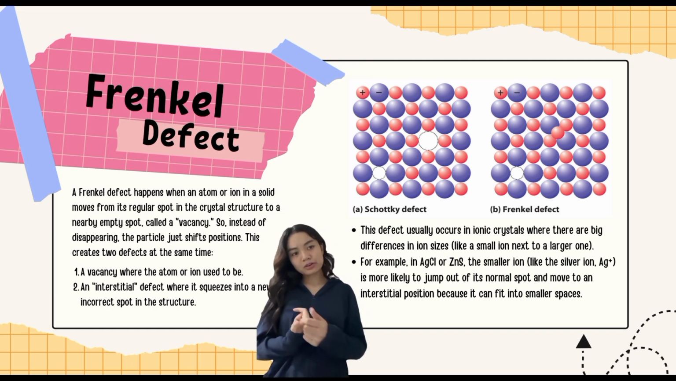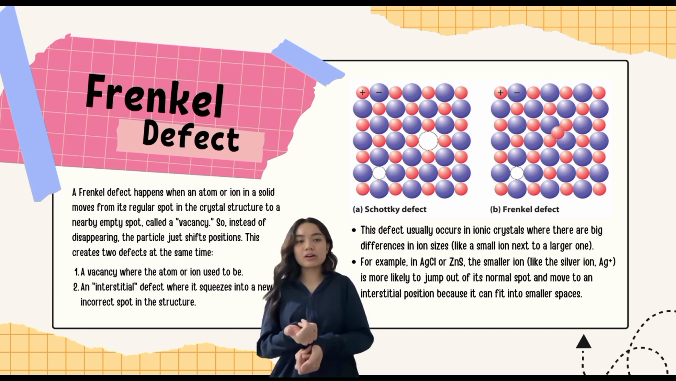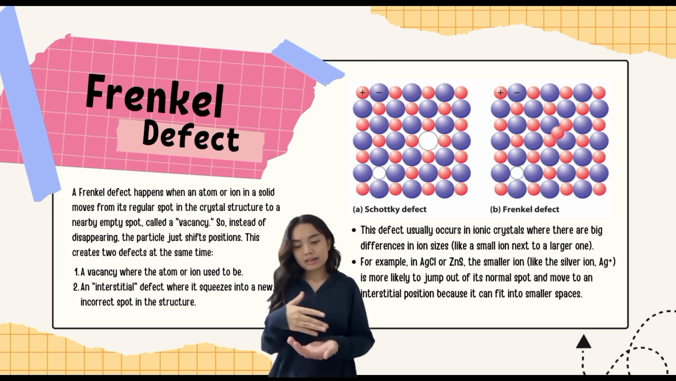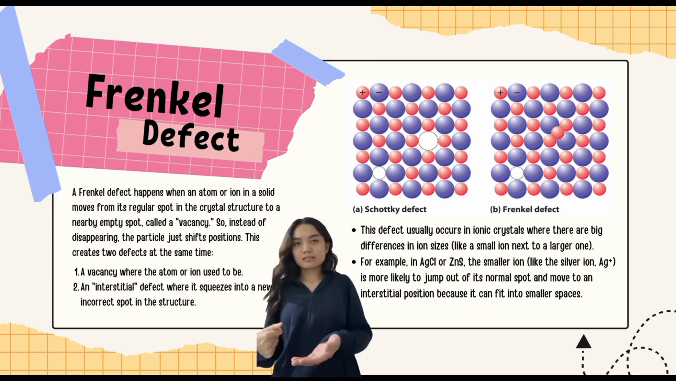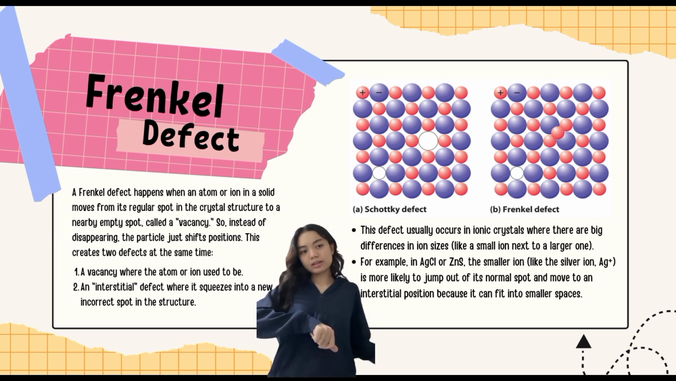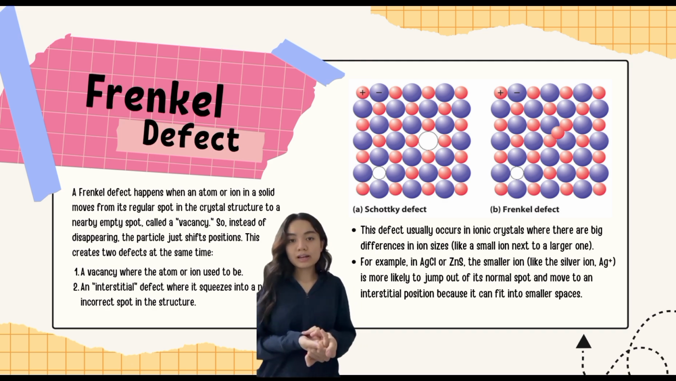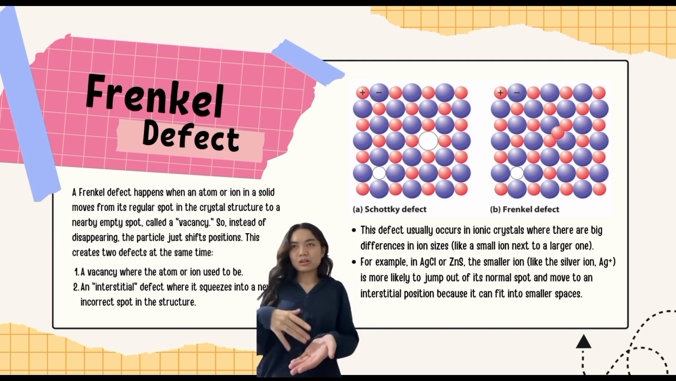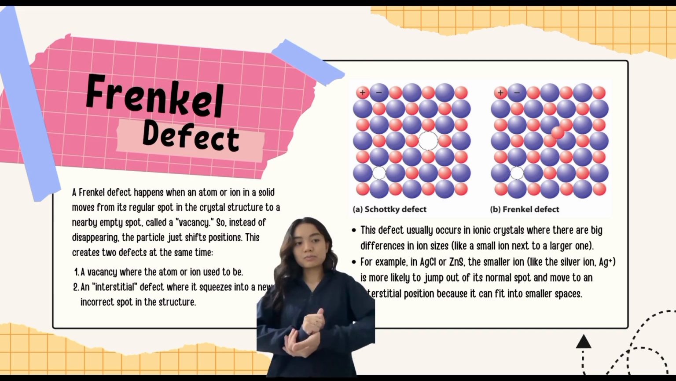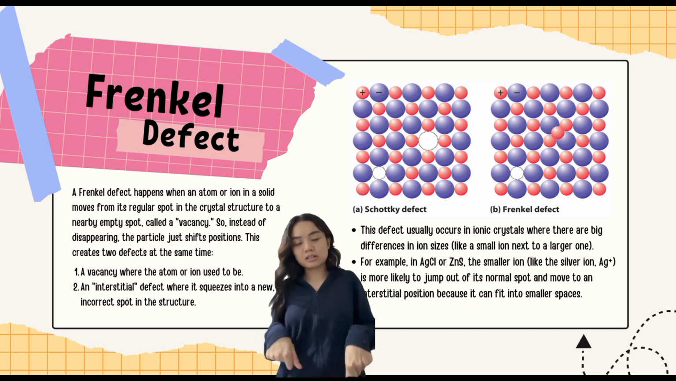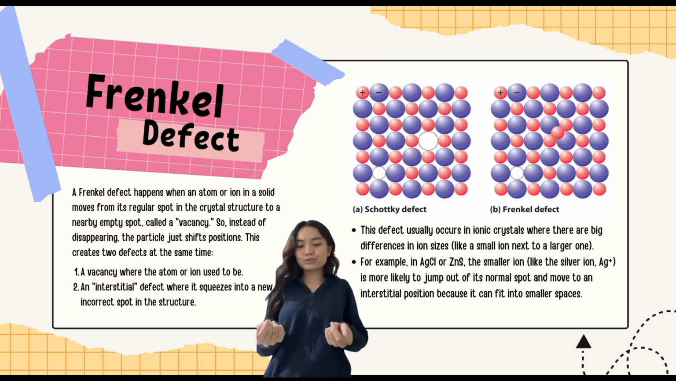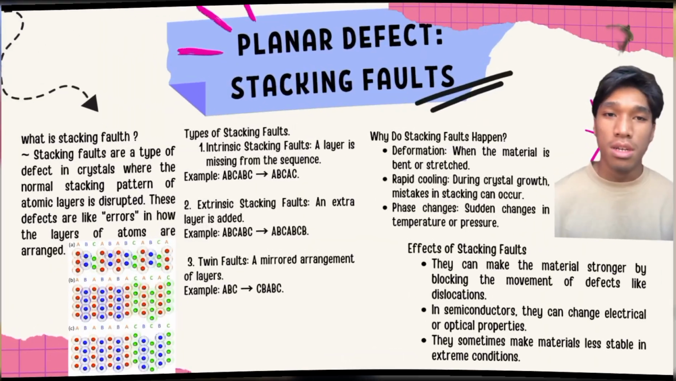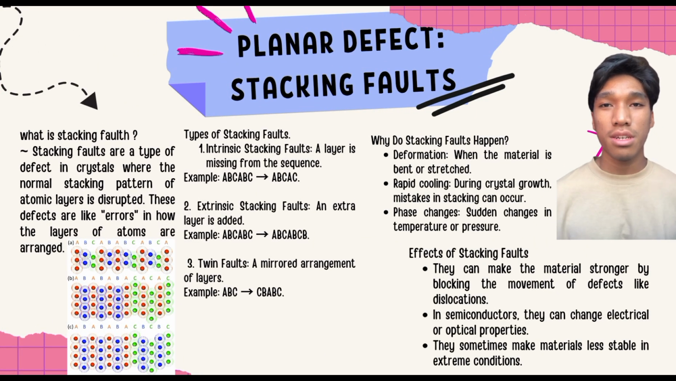The defect usually occurs in ionic crystals where there are big differences in ion sizes, like a small ion next to a larger one. For example, in silver chloride or zinc sulfide, the small ion, like the silver ion, is more likely to jump out of its normal spot and move to an interstitial position because it can fit into smaller spaces. Let's move on to planar defect, stacking fault.